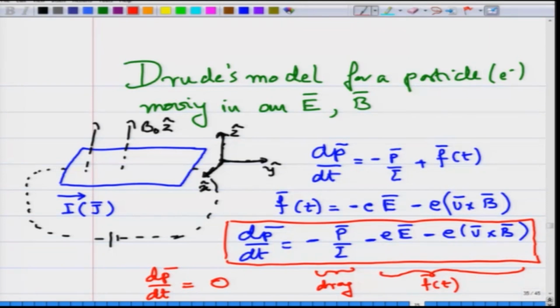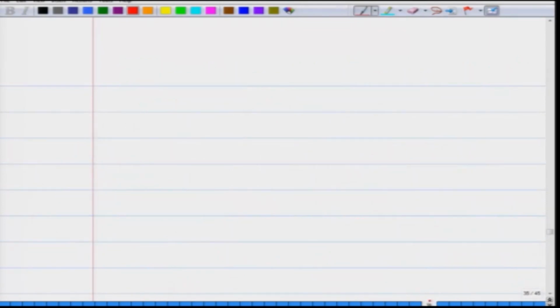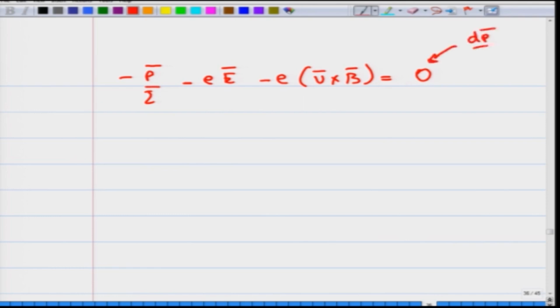Okay. So, let us put this now, that minus p by tau minus E times the electric field minus E times V bar cross B bar is equal to 0, and this is coming because we are looking for solutions of the form dp by dt is equal to 0. Okay. So, now let us work out this expression.